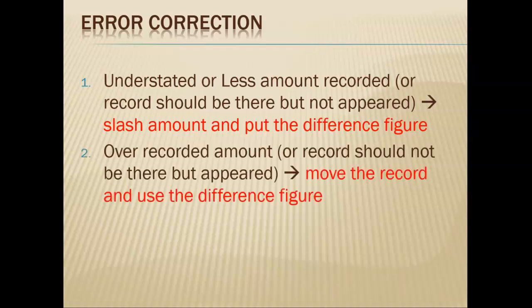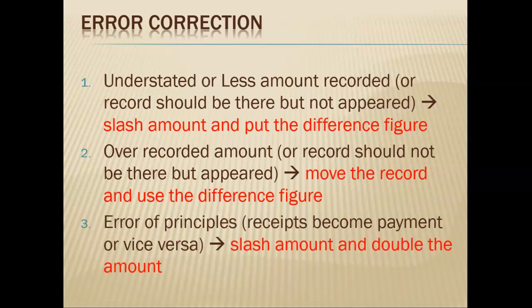And the second error is an over-recorded amount, overstated, or the record should not be there but appears in the bank statement or appears in the bank account. So if you have overstated transactions, you need to move the record from add to less, and use that difference figure.